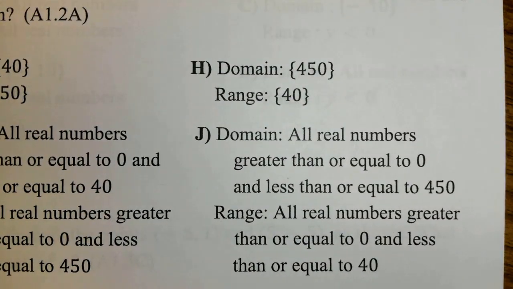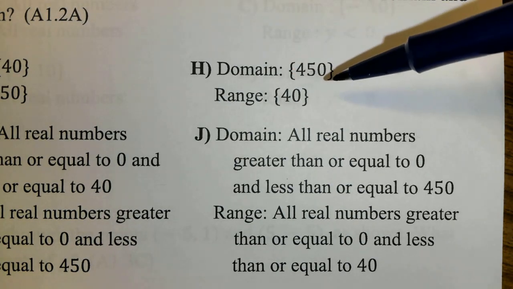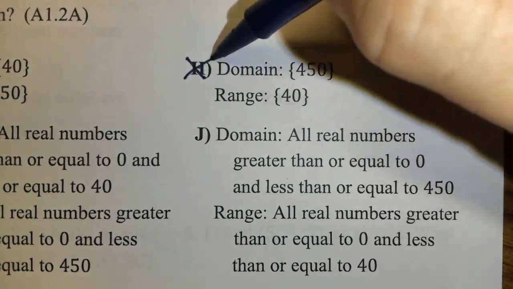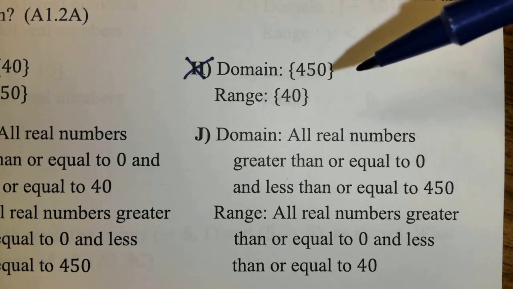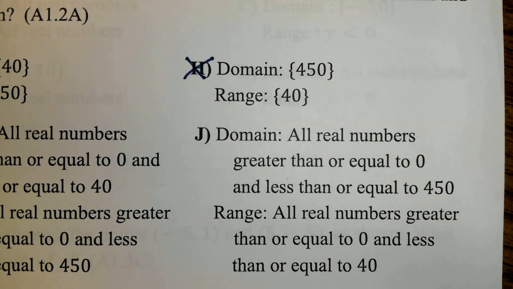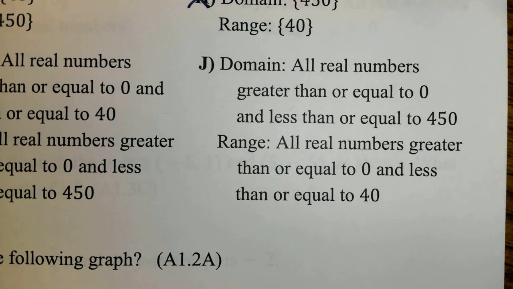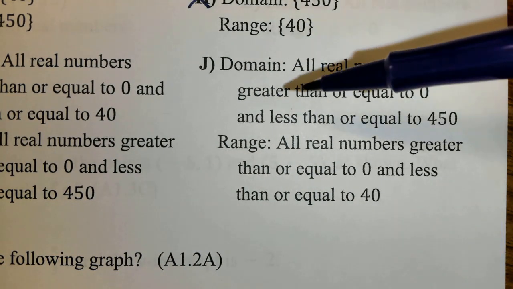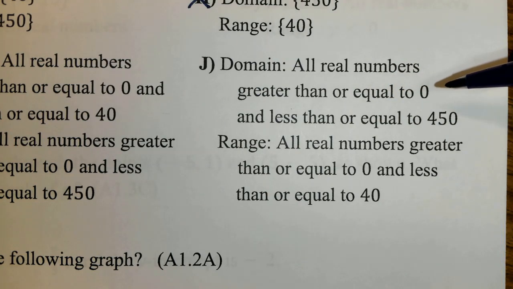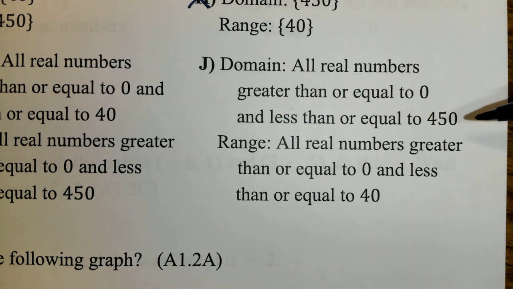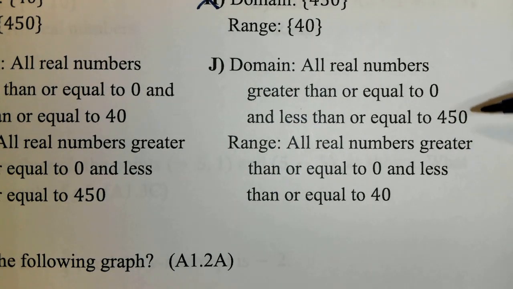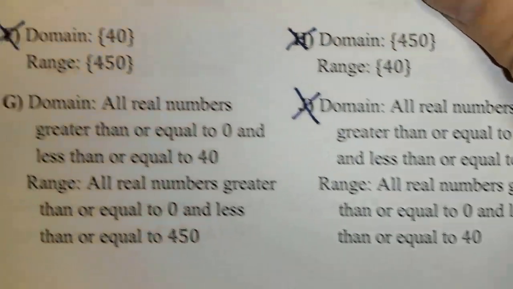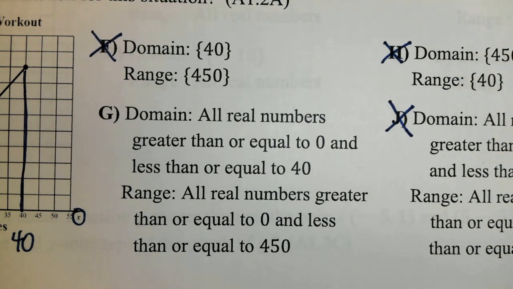G's okay. Domain on H is 40. They have 40 down here, which is still wrong because I'm missing the 0. So H is out. And my last one to look at, domain, this one says all real numbers greater than or equal to 0. That's right. And less than or equal to 450. Well, again, I only went to 40, not 450. That makes that wrong. My only answer choice I did not eliminate is G. So see, I didn't even have to look at range. Range made no difference in this question.